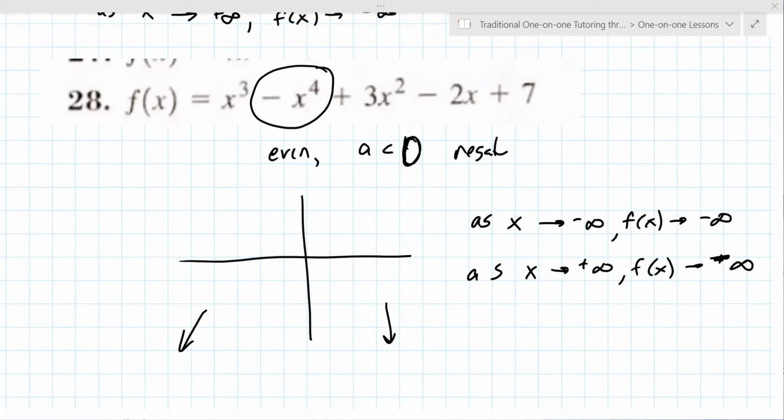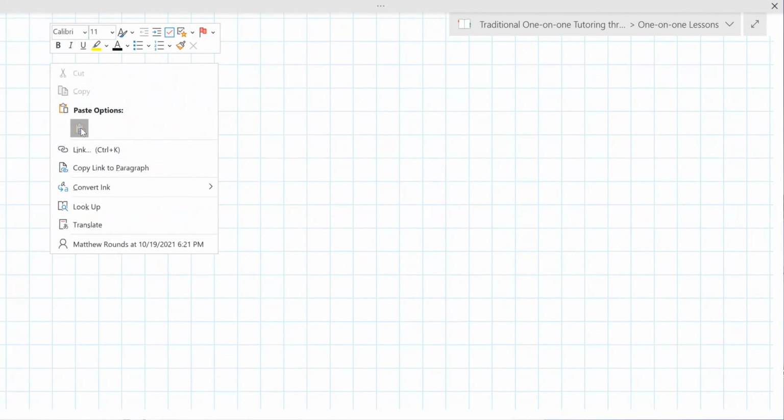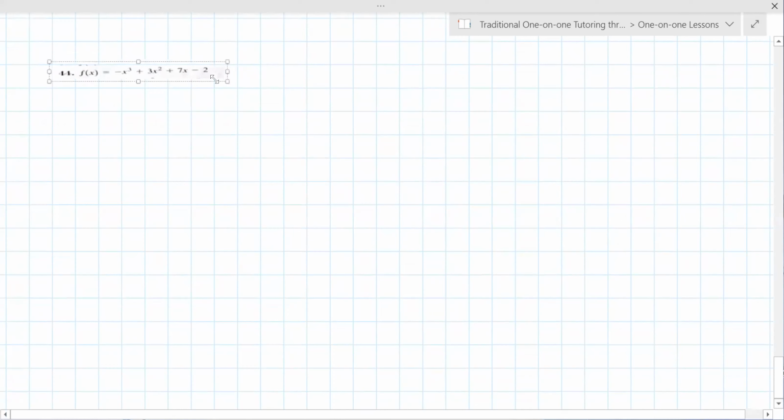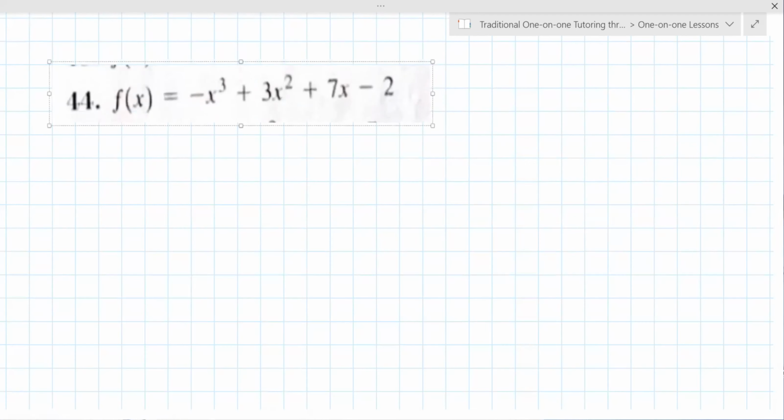Graph the function and use it to show all of its x-intercepts, approximate all of its zeros. 44 is a graphing one, so let me snip that in. I'm going to go to Desmos and just get a window for this, and then I'll also capture the intercepts so you can see those as well.